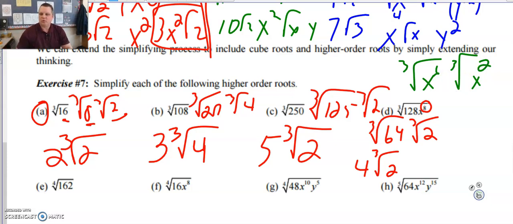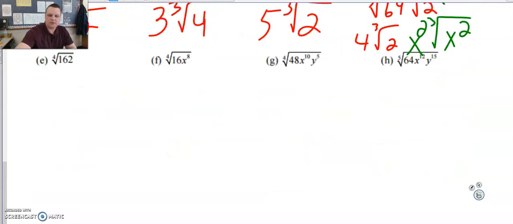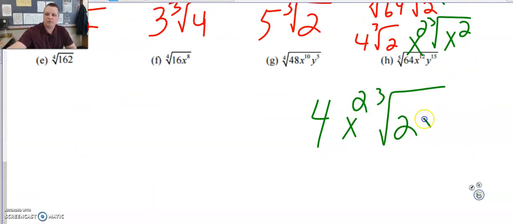Okay? So the cube root of x to the 6th, so we have x to the 1/3 raised to the 6th power, which is x squared. And then you have the cube root of x squared. So that ends up being, I'll go down here a little bit, 4x squared, cube root of 2x squared. All right, so you've got to be very careful of everything like that.